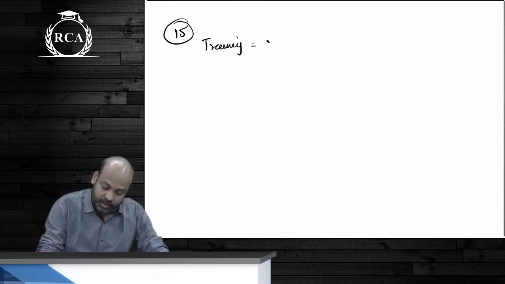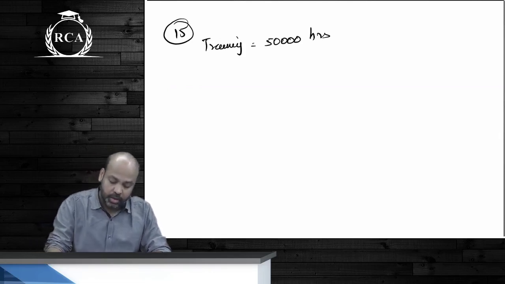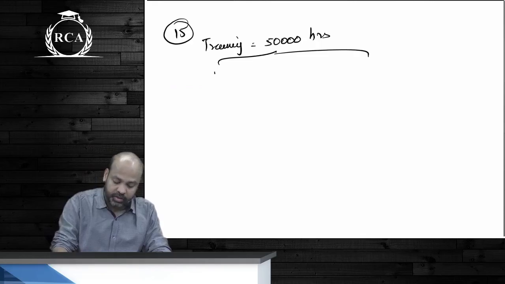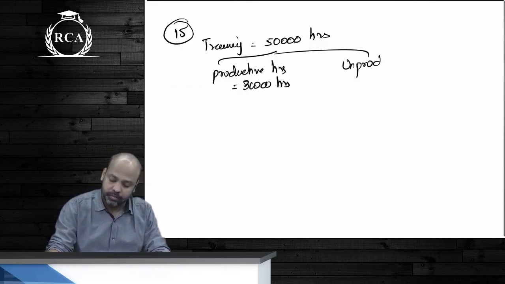So guys, 50,000 hours is the training period. All of you stop writing, pay attention. Out of this beta productivity is only 60%. That means productive hours would be 30,000 hours. What will be the unproductive hours? Unproductive hours are 20,000.